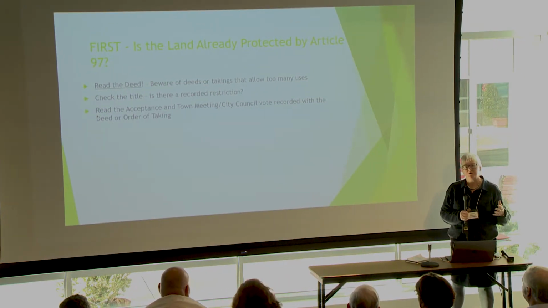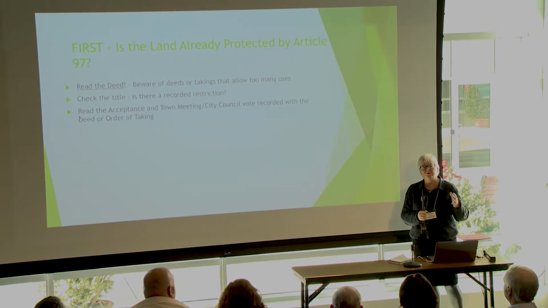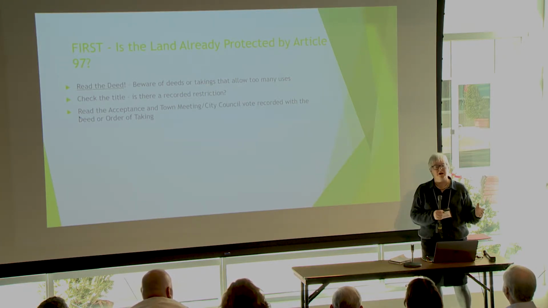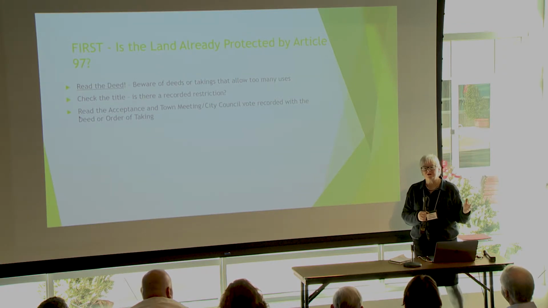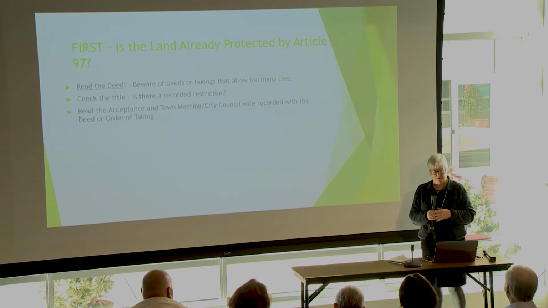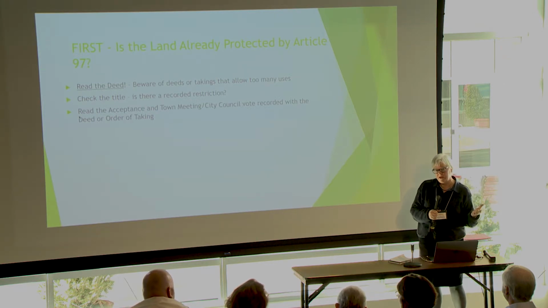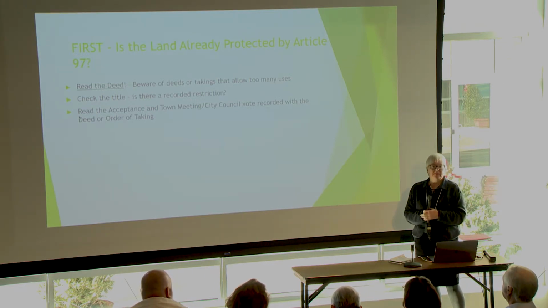This is the same issue we have with Community Preservation Act funds. Too many uses in an article, too many sources of funds will defeat an idea that is protected under Article 97. So if you have a community preservation vote that says we're acquiring this property for parks, open space, affordable housing, and historic preservation, you're going to be defeating the Article 97 purposes for a lot of that parcel. So you have to read the deed first, or the order of taking if they took it by eminent domain, and then check the title.